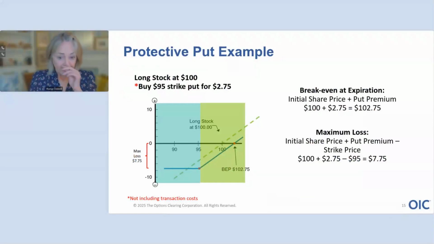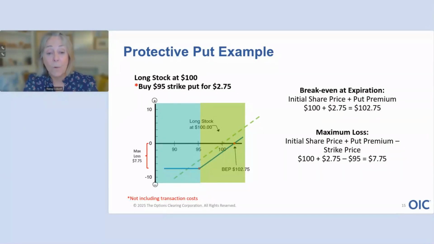All right. And voila, this is what the graph looks like. So we've got the 95 strike. You can see our maximum loss is $7.75. That's the 100 where I purchased the stock, the 95 strike, $5 difference plus whatever I paid for it. That is the most that we can lose. You can see the break-even point is $102.75.